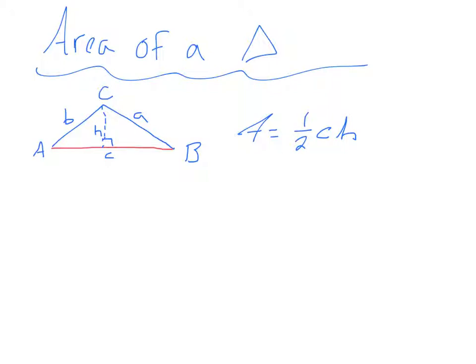So 1/2 base times height. Now, using right triangle trig, I know that h, and it doesn't matter which one, let's use this triangle right here, sine of A is equal to h over B, right? So h is going to be equal to B sine A. Even if I don't have to solve for h directly, I can just use 1/2 CB sine A.